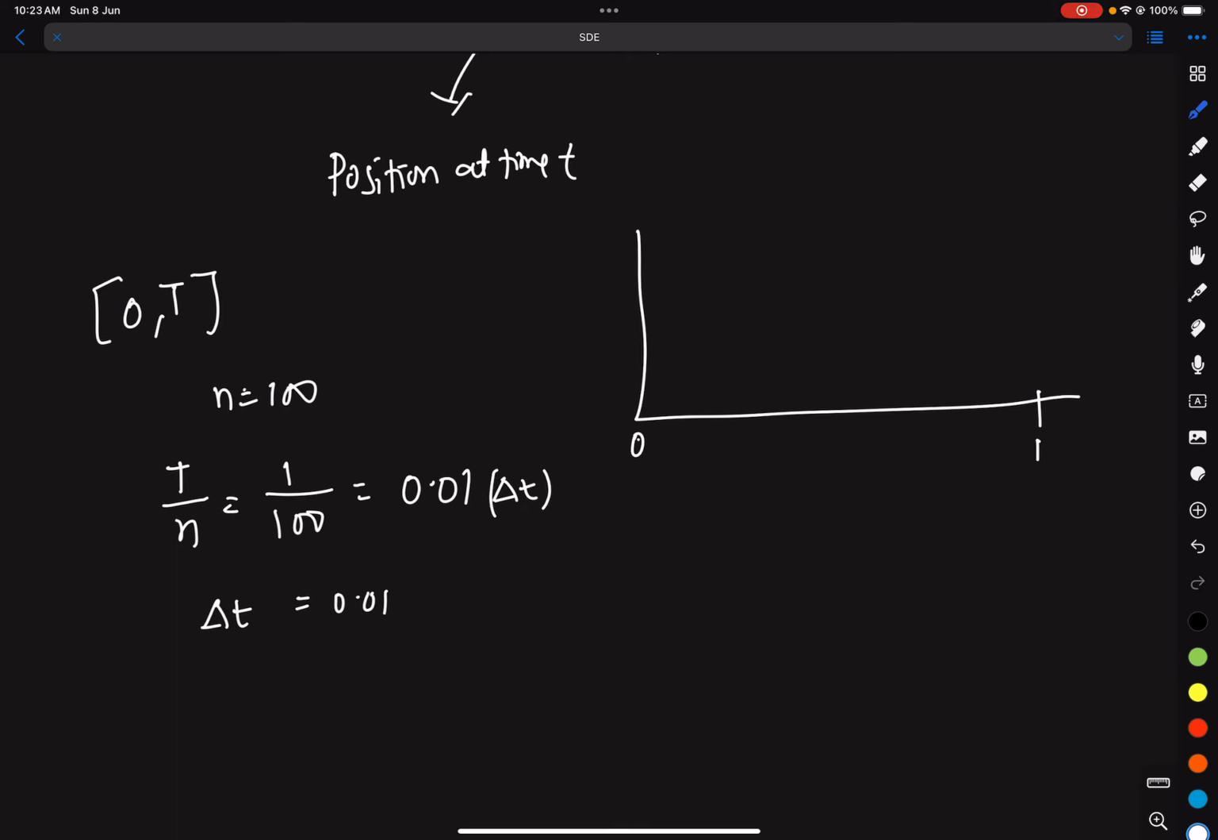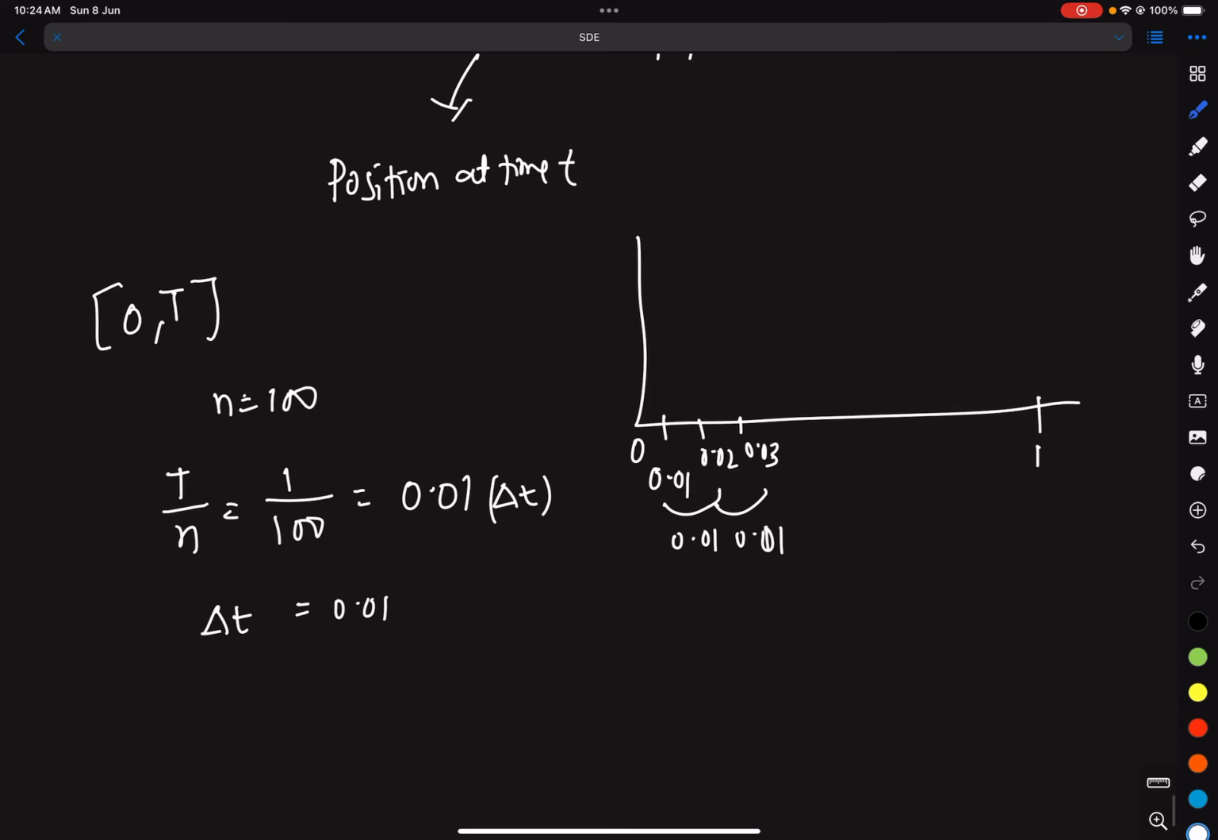It means instead of observing the move from 0 to 1, we are observing every minute step or move: 0.01, 0.02, 0.03. So each move, if you observe, is 0.01, 0.01, etc.